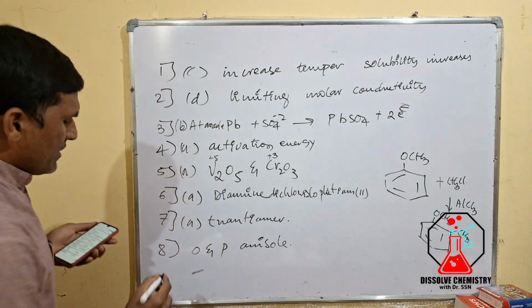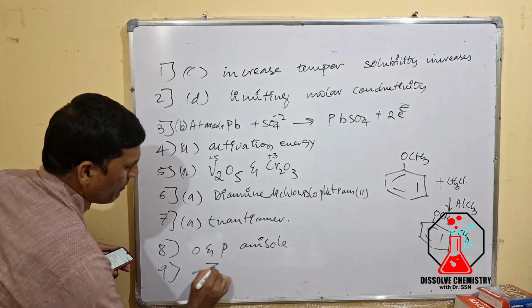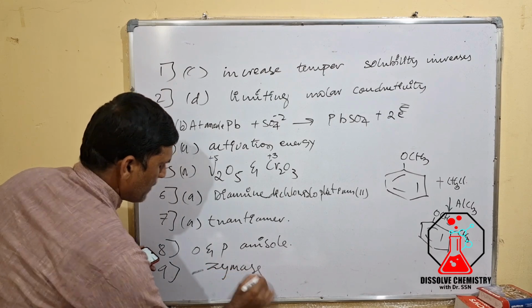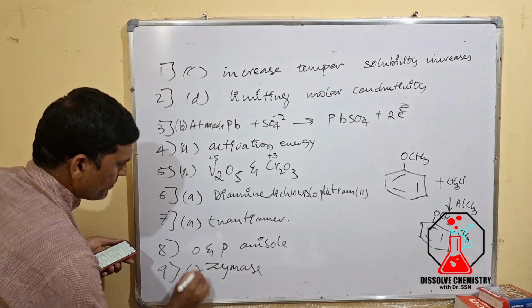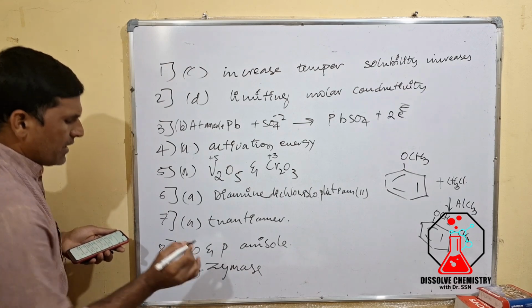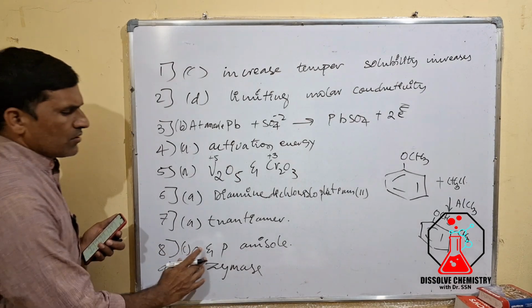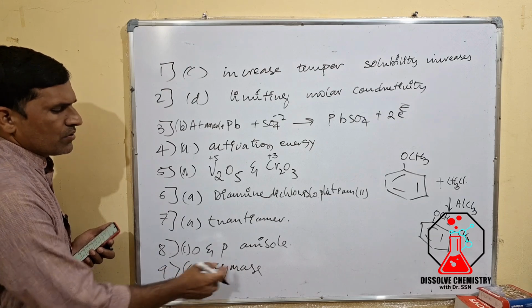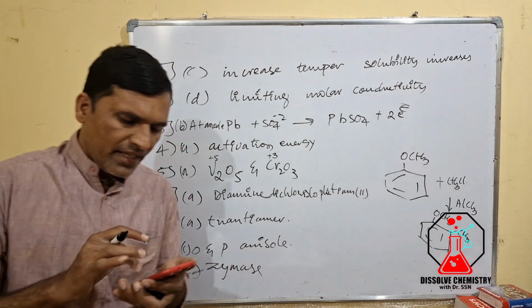Okay, that enzyme is zymase. It is a remembrance type of question, zymase. Option C. Ortho and para, it is option C once again. The 8th is option C, ortho para anisole, and the 9th is also option C, that is zymase is the enzyme.